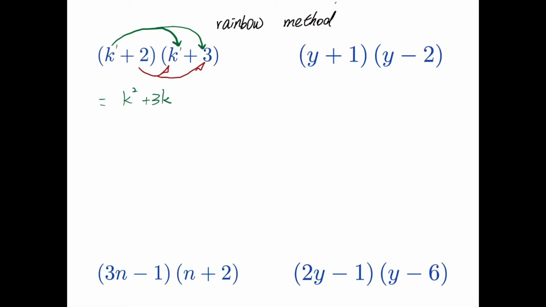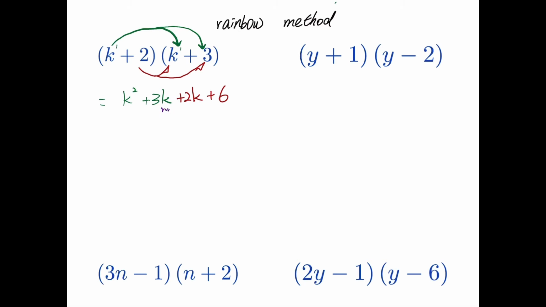After k is done, we also have 2 left, so 2 is also given to both of them. 2 times k and 2 times 3. 2 times k is, yes, 2k. 2 times 3 is, yes, 6. So after expanding is this, but then for the final step we have to see if there are any like terms.